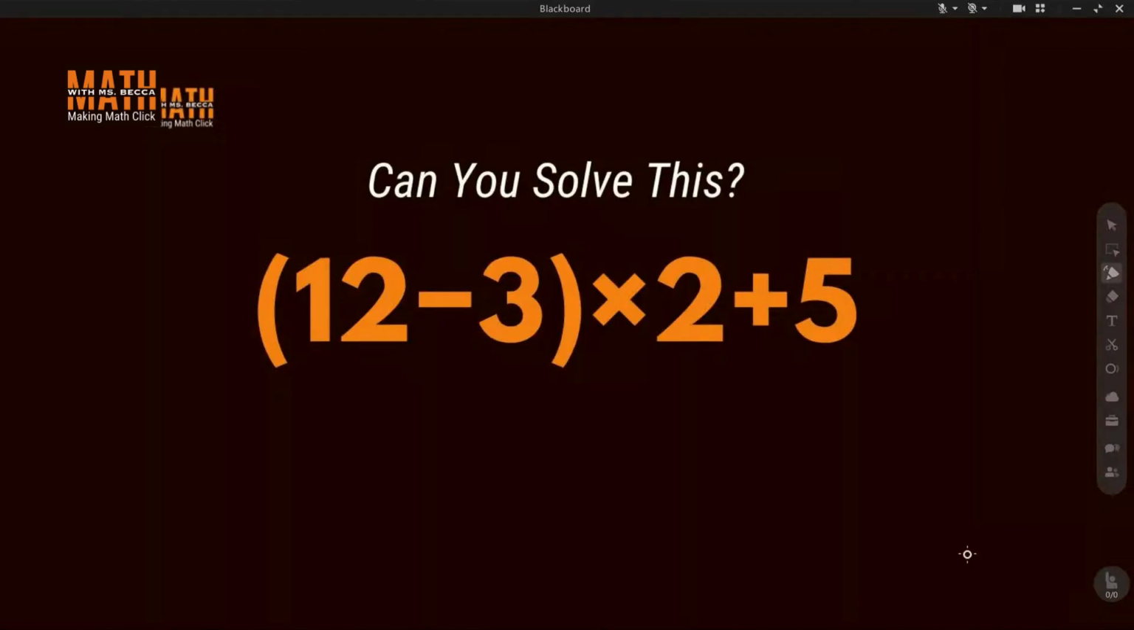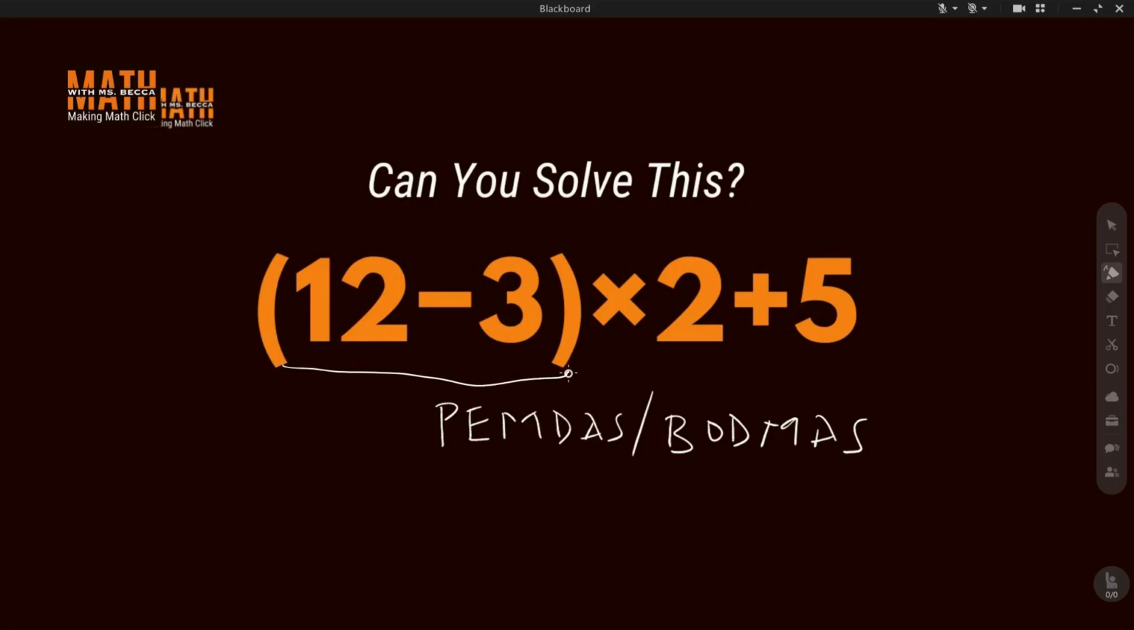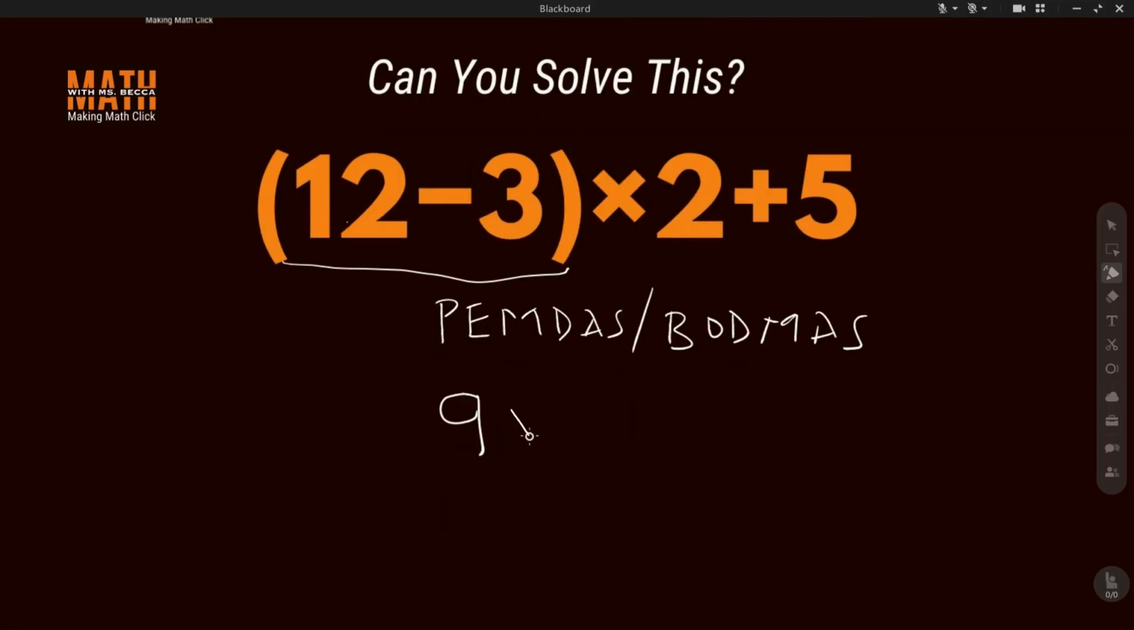Can you solve this? Okay, let's solve it together using the order of operation. So the first thing we will be doing now is to solve the parentheses or bracket first, in case you are used to PEMDAS or you are used to BODMAS. So we have to solve what we have in the bracket first, so that we have 12 minus 3, that will give 9. Then we have 9 times 2 plus 5.